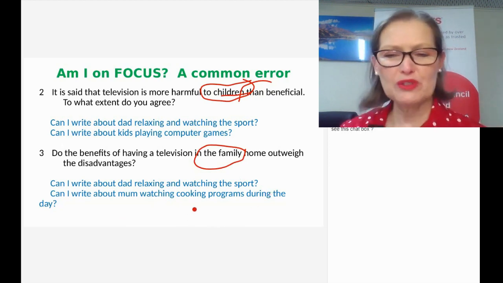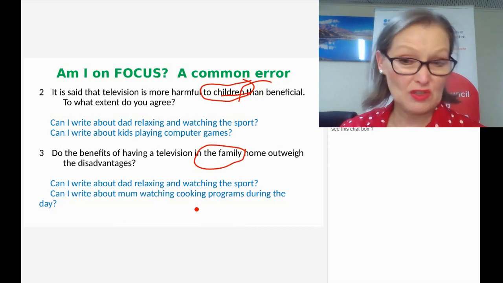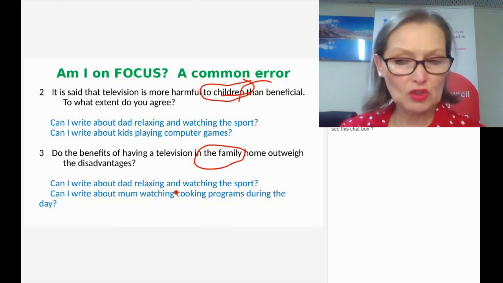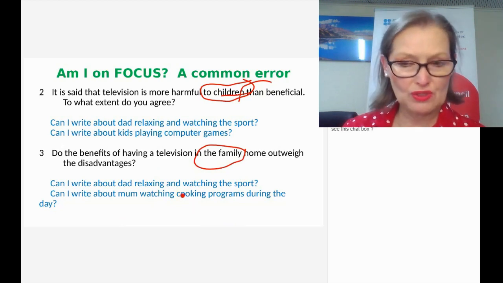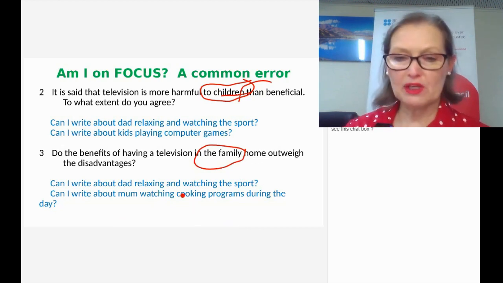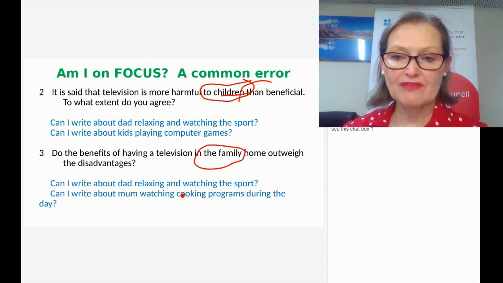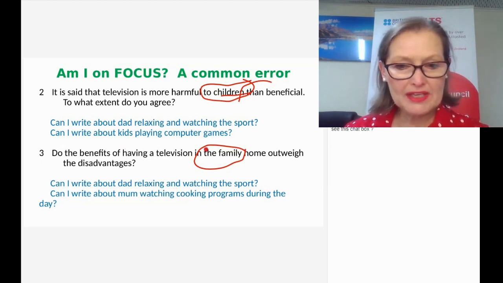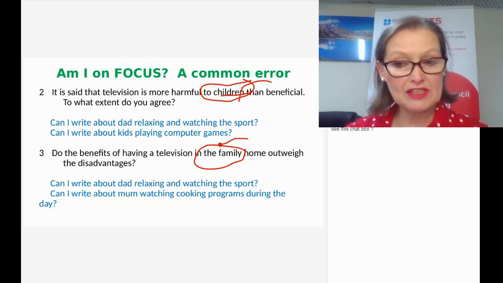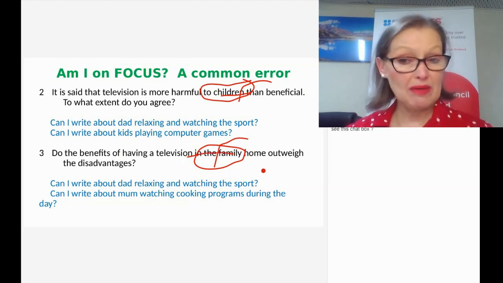Well, I guess sometimes computer games could be on the television, but that's stretching it a bit. So we're not going to be writing about computer games. Can I write about Dad relaxing and watching the sport? No, because in this one, we know my focus is going to be the children, isn't it? Children, yes. But if I have a look at question number 3, can I write about Dad relaxing and watching the sport? Yeah, it's in the family. Yes, I can write about Dad.